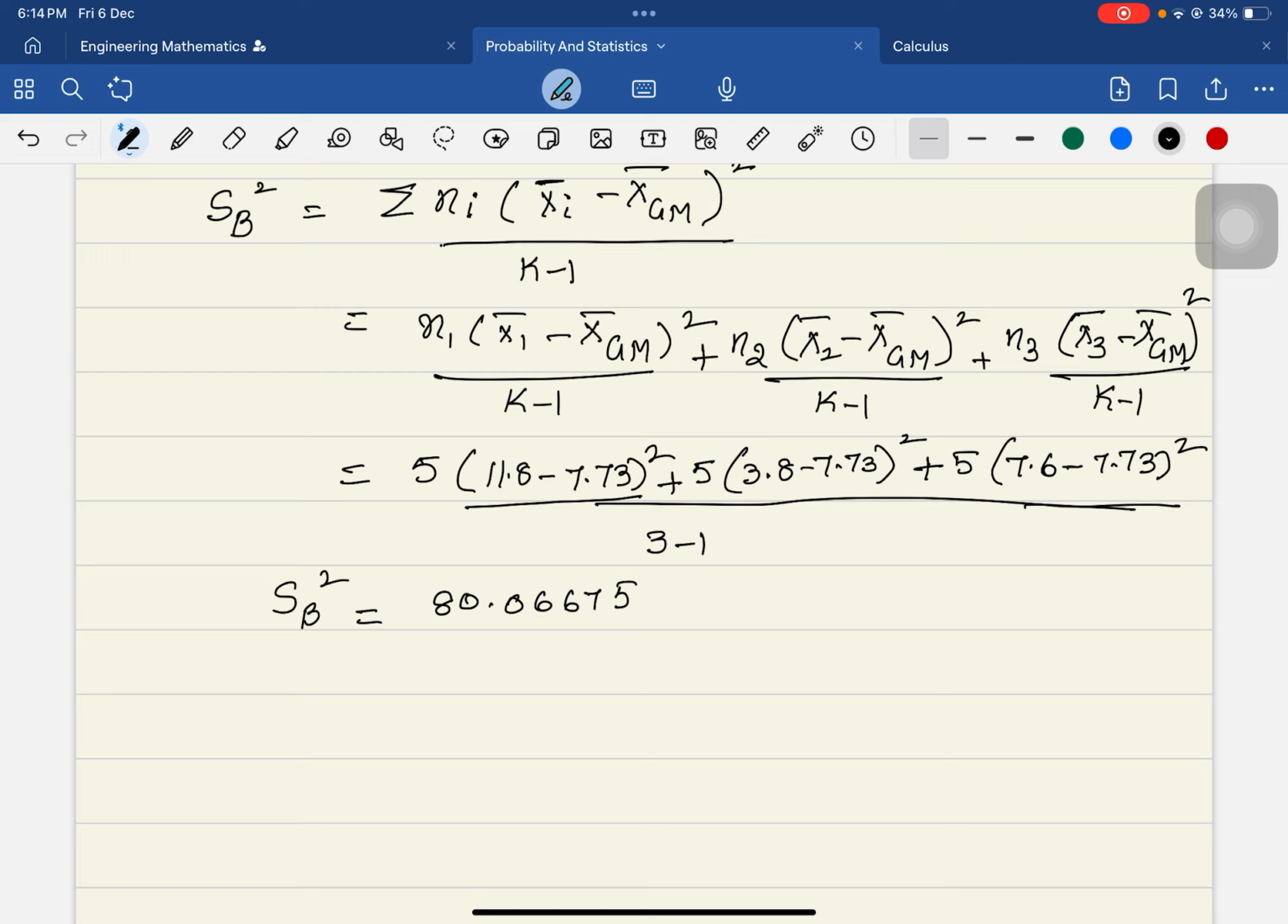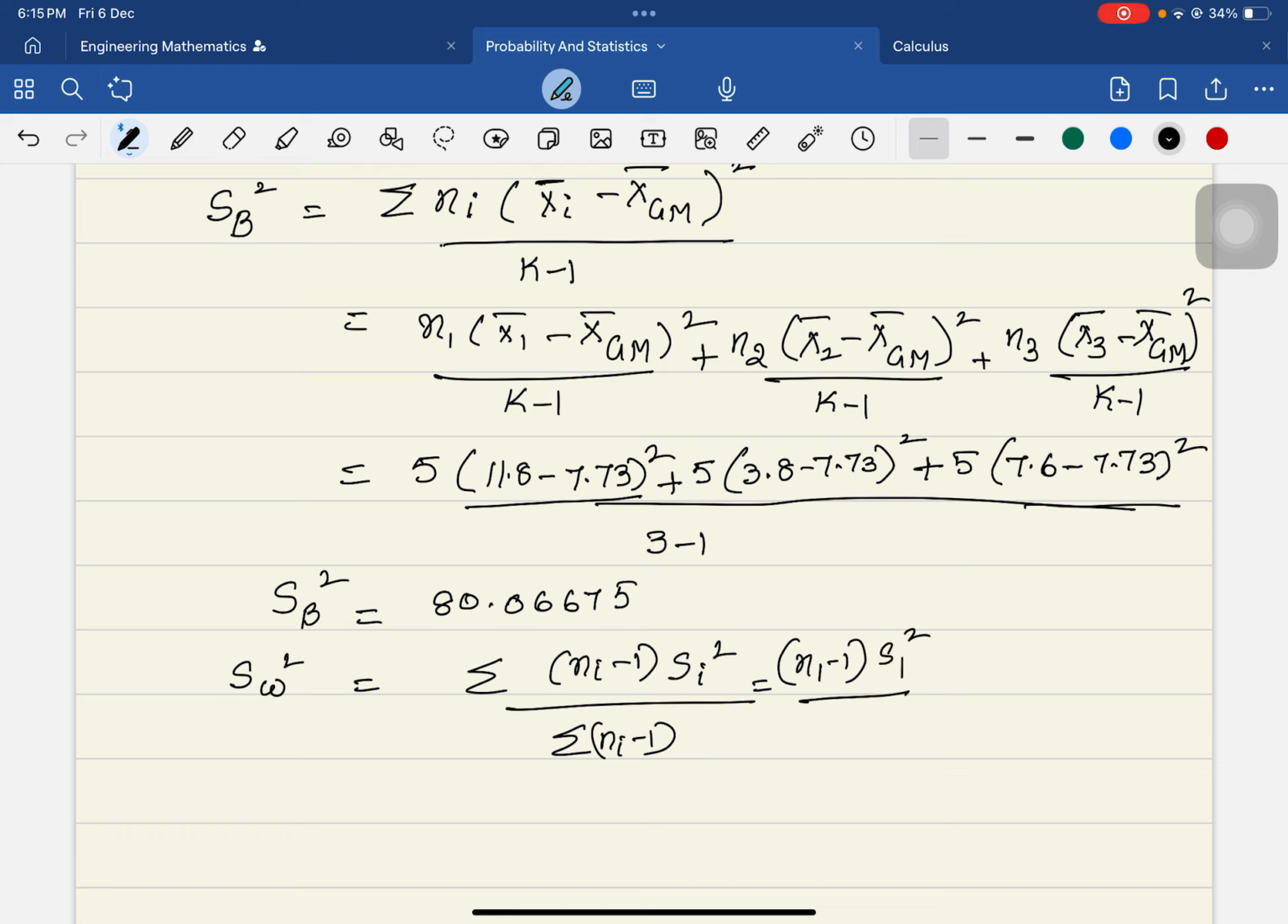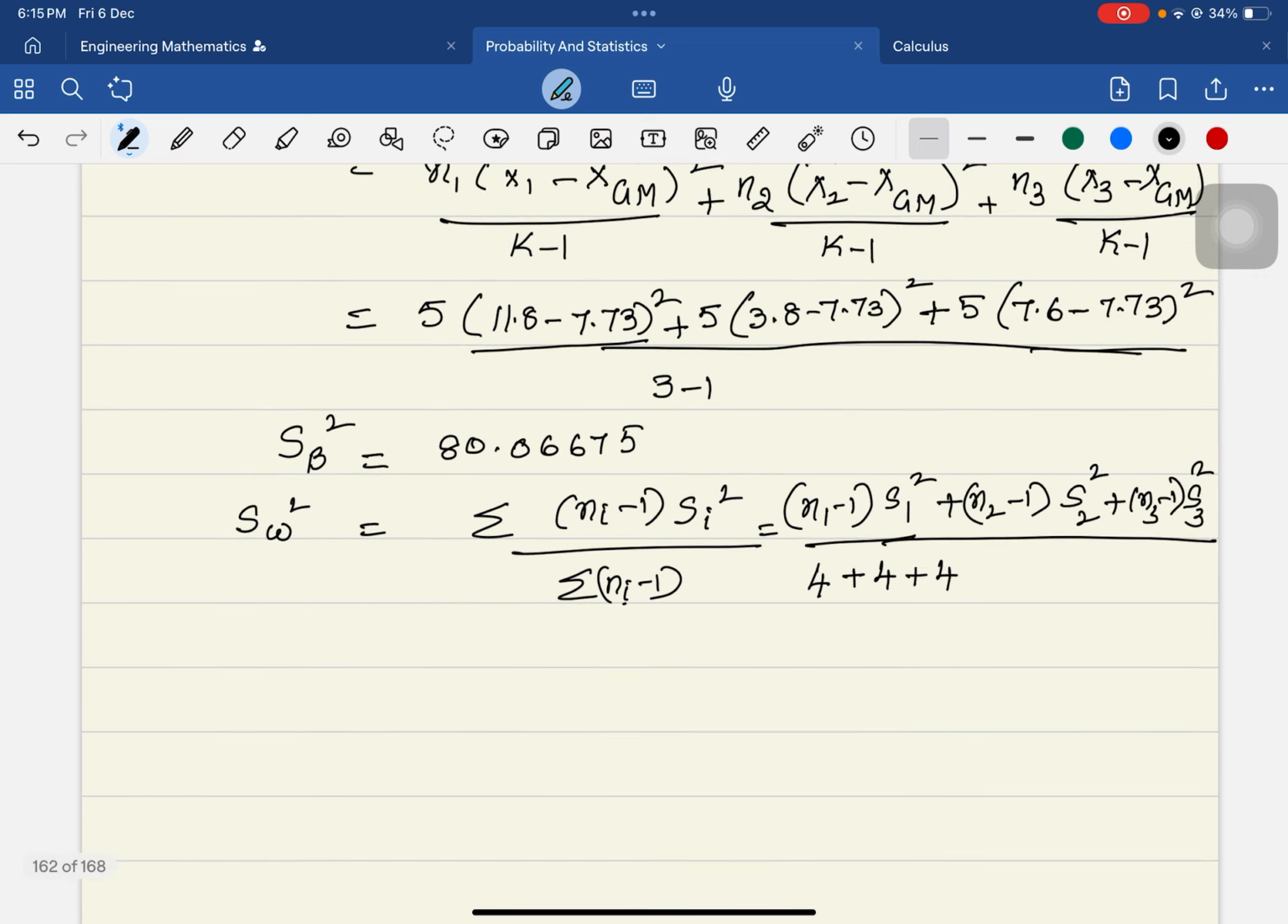Now our job is to find SW square, the variance within the groups, given by sigma (ni minus 1) times Si square divided by sigma of (ni minus 1). Because we have only 3 groups, we write n1 minus 1 into S1 square, plus n2 minus 1 times S2 square, plus n3 minus 1 times S3 square, divided by sigma of (n minus 1). That is first group 5 minus 1 is 4, plus second group 4, plus third group 4. So this is the way to do the problem.